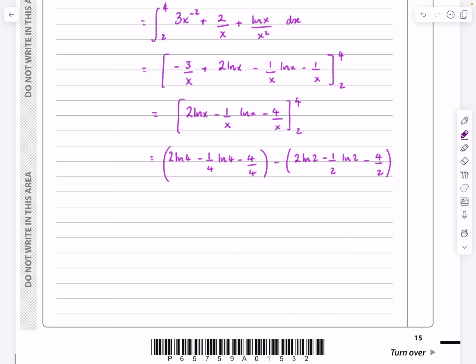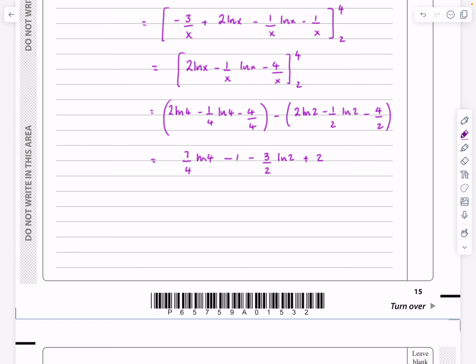2 log 4 minus a quarter log 4, that's going to be 7 over 4 log 4. Minus 4 over 4 is just minus 1. And then 2 log 2 minus a half log 2 is 3 over 2 log 2. It's obviously a minus. Minus 3 over 2 log 2. And then that's going to be minus minus 2. So that's going to be plus 2.